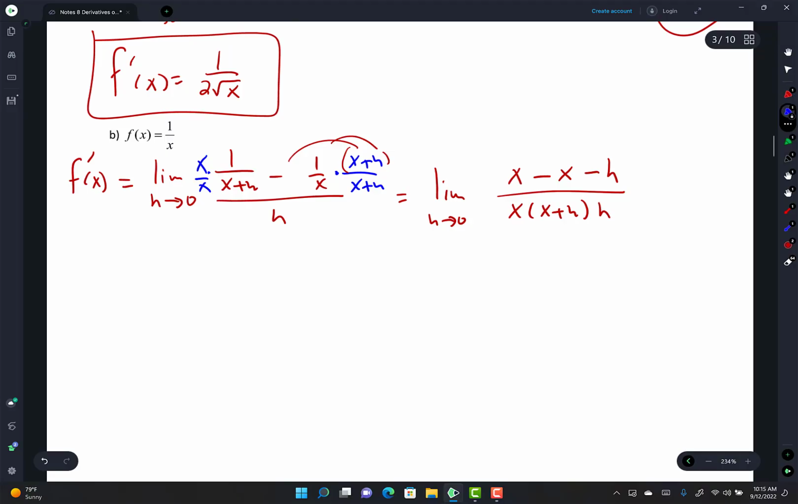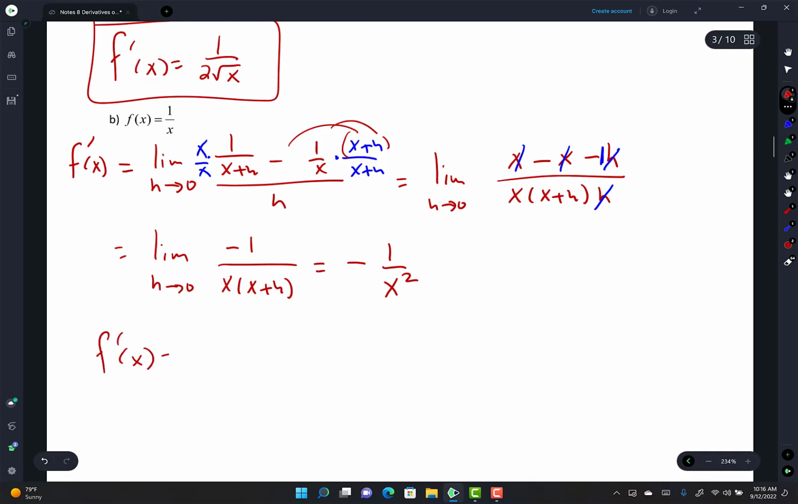What cancels out first? The x's. Now that I've canceled out the x's, I can cancel out one of the h's. Remember, you still have a negative in the front. That's a -1 right there. So let me rewrite it. Limit as h approaches 0, -1 over x parenthesis x plus h. H is approaching 0, so this is just -1 over x squared. So f prime of x is just -1 over x squared. That's my derivative.